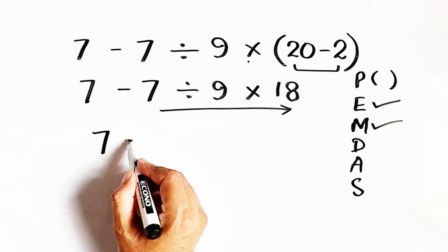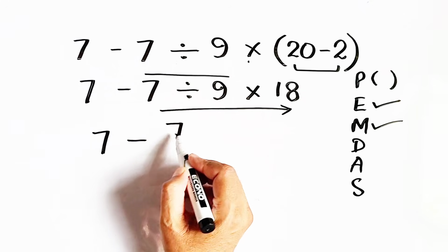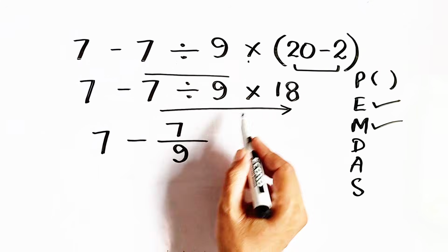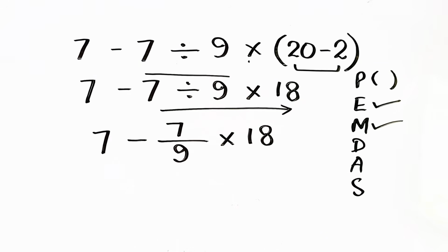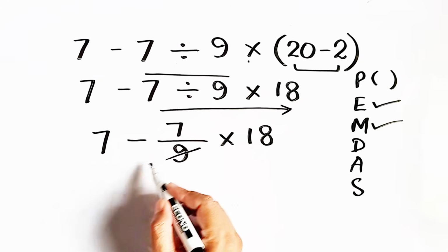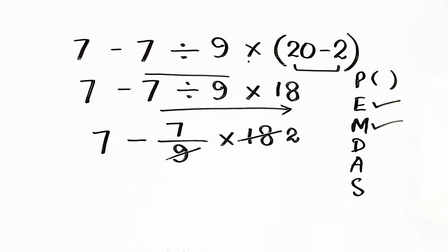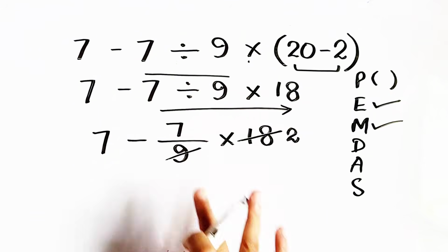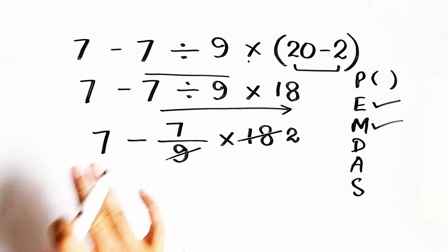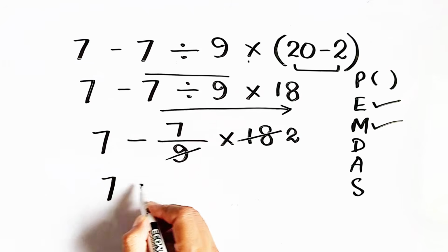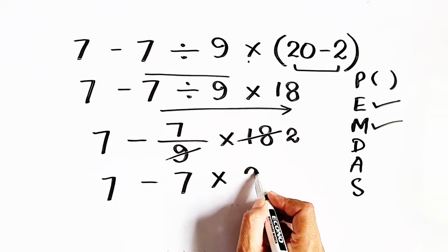So 7 will be as it is. This portion will be written in this form: 7 over 9 and here it is 18. Now it has become more simple. 9 is cancelled with 18, here we will get 2. Why does this cancellation occur? Because here is multiplication and multiplication has priority over this subtraction. So 7 will be as it is, minus 7 and here we got 2.